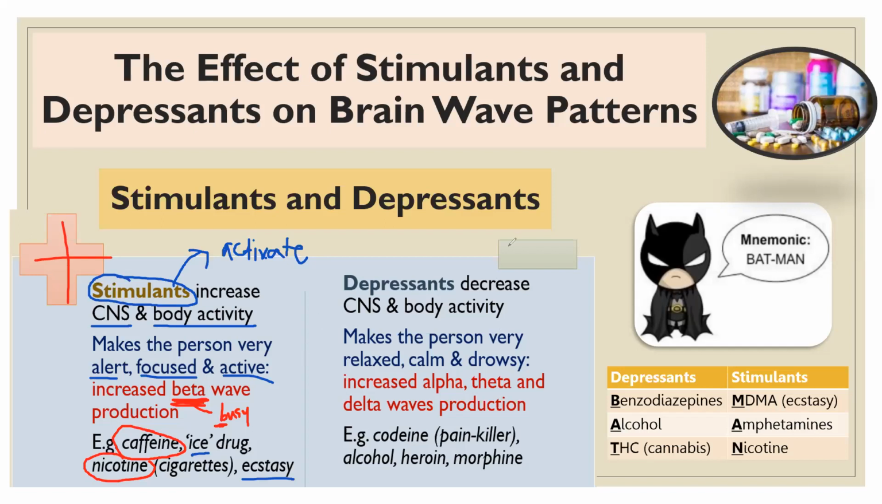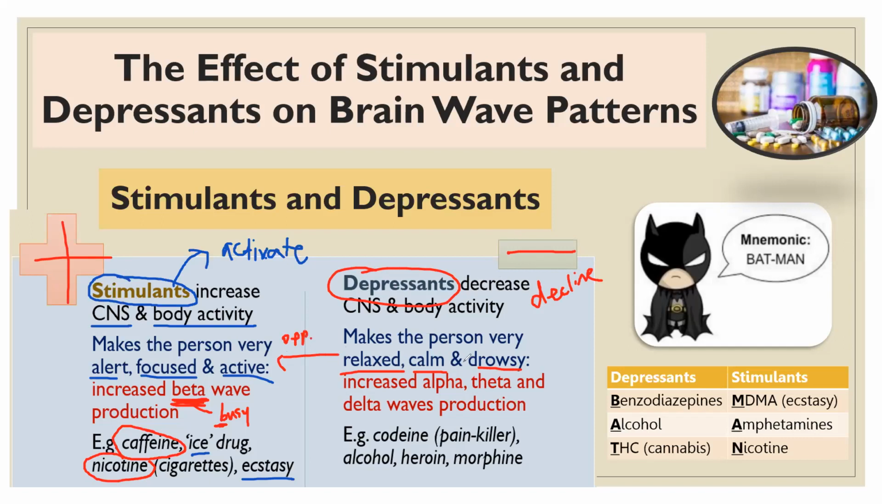In contrast, depressants are, just like the word depress means to put something down, basically decreasing or causing a decline in your central nervous system and bodily activity. What that means is that when a person takes a depressant, they are going to feel relaxed, calm, and drowsy. So it's the complete opposite.